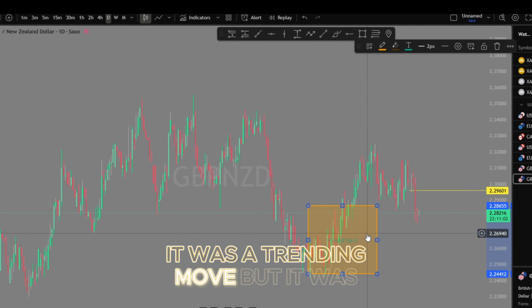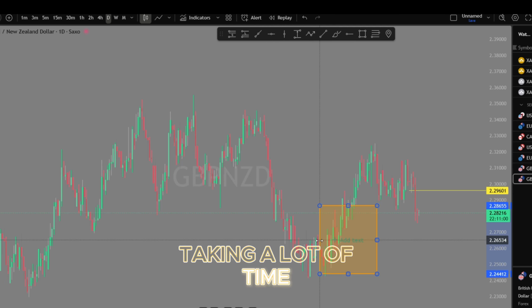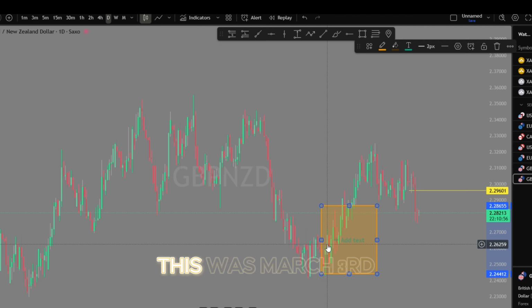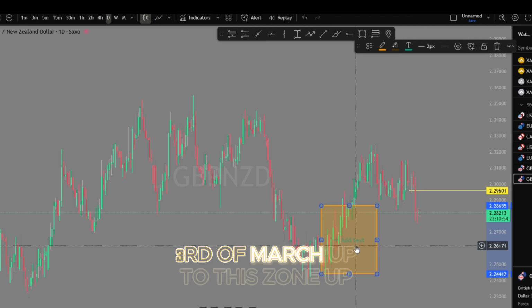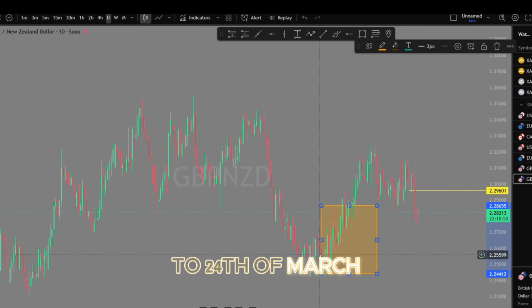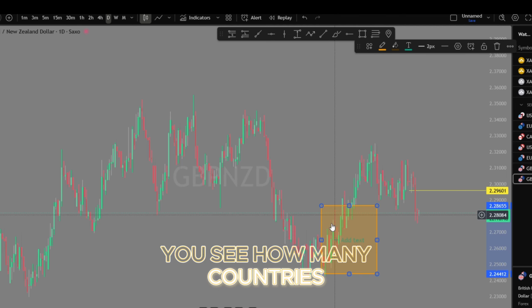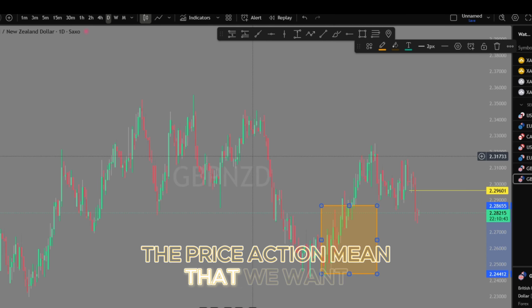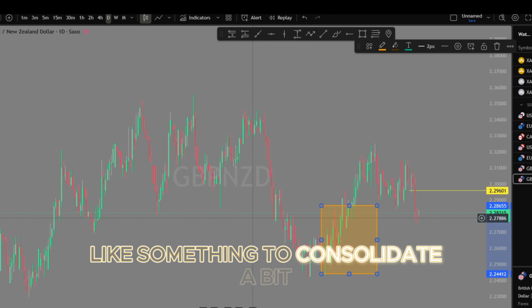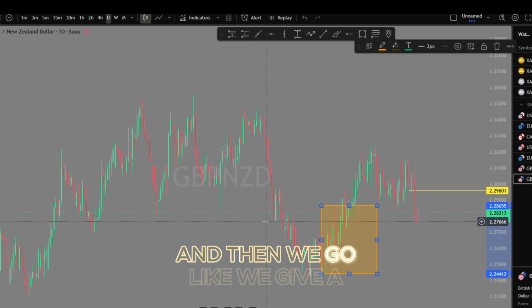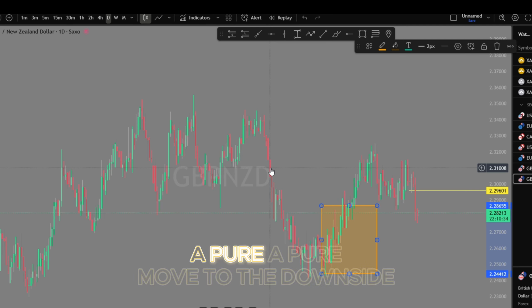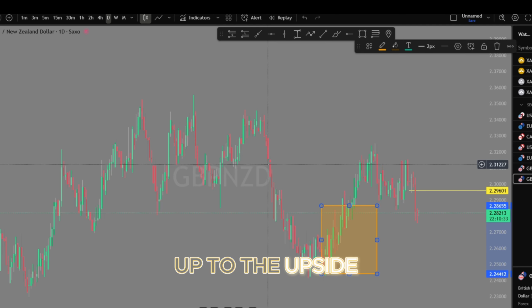It was a trending move, but it was taking a lot of time. Look at this from here up to now. This was the 3rd of March, up to this zone, up to the 24th of March. You see how many candles. It wasn't giving a good price action. Good price action means we want something to consolidate a bit, and then give a pure move to the downside or to the upside.